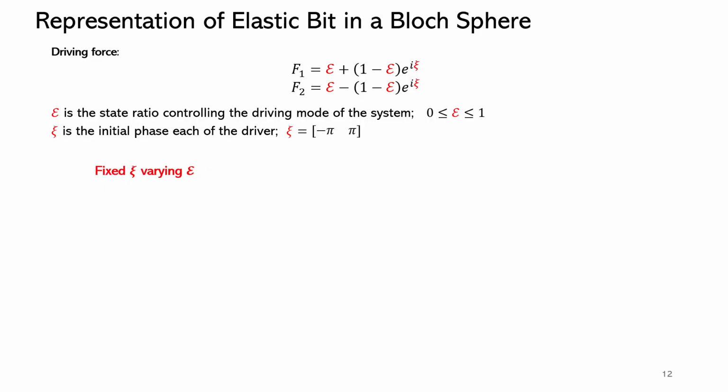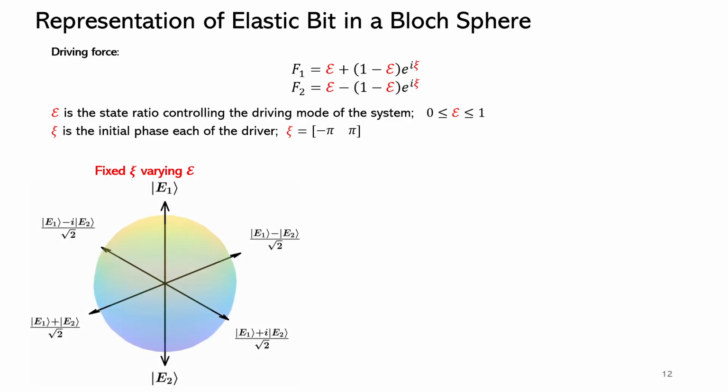So with our elastic bead we can create two cases. We can fix our z and vary the epsilon. In that case our azimuthal angle will be fixed, but the polar angle will vary. So this is the case, as you can see. We can have a different initial phase in the driver, and we can change the polar angle from the e1 state to the e2 state in this case.